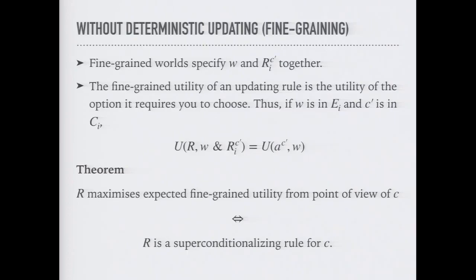So I'm going to fine-grain the worlds so that they specify what my response to that evidence is going to be. So now I can define the utility of a particular updating rule at one of these fine-grained worlds, which specifies the way the world is, and also how I respond to the evidence I get in it. Well, it's just going to be the utility of whatever option that response will choose. Do that, and it's going to turn out that the rules that maximize expected fine-grained utility from the point of view of C are going to be the super-conditionalizing rules. Remember, that includes the ones that are non-deterministic, the branching ones, and sometimes even branching ones that don't ever satisfy standard conditionalizing. So if we go the fine-graining way, we're not going to get back anything analogous to Brown's result. We're not going to get to justification of conditionalization.